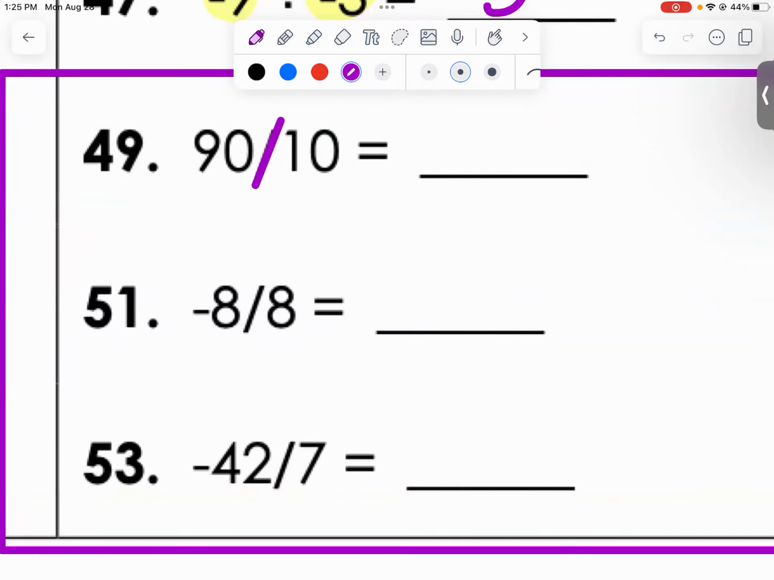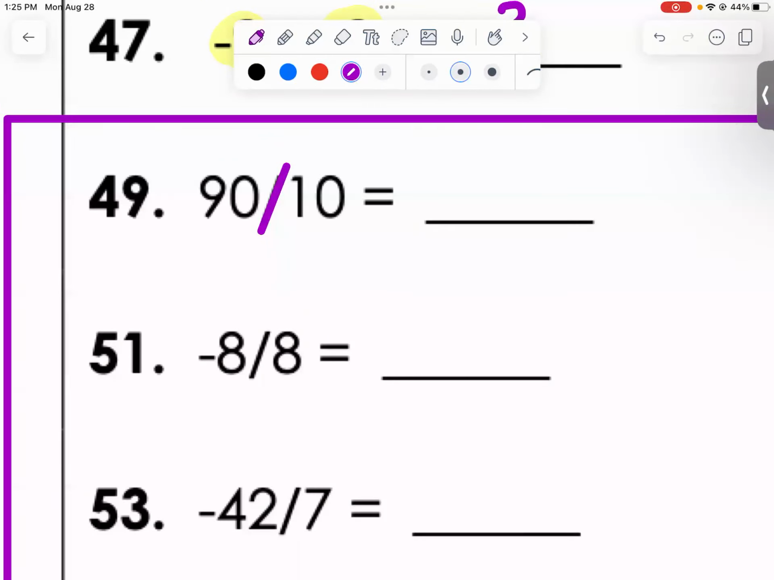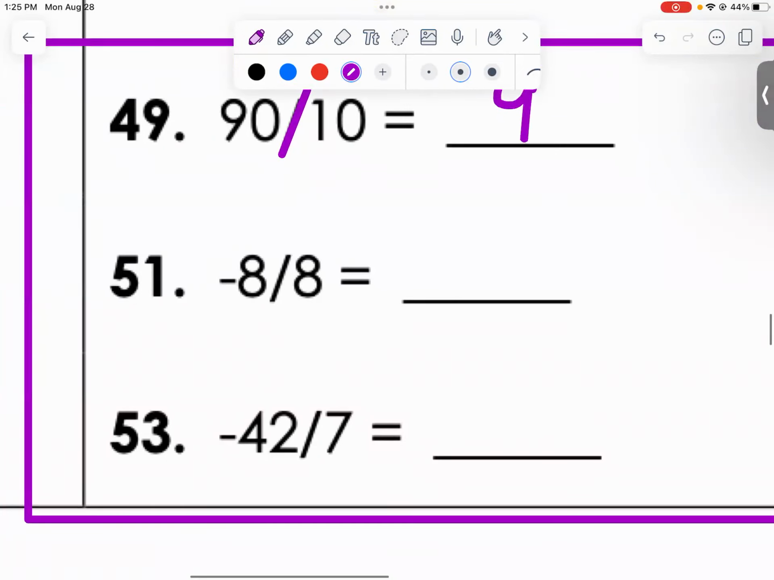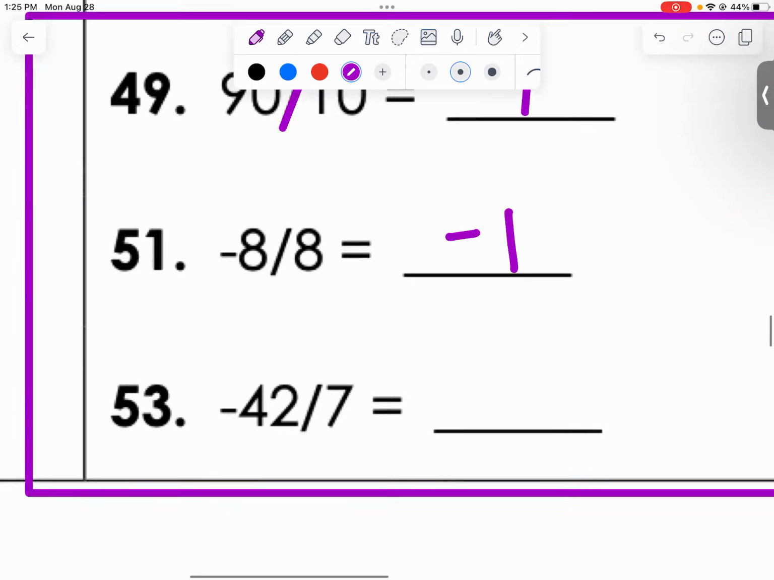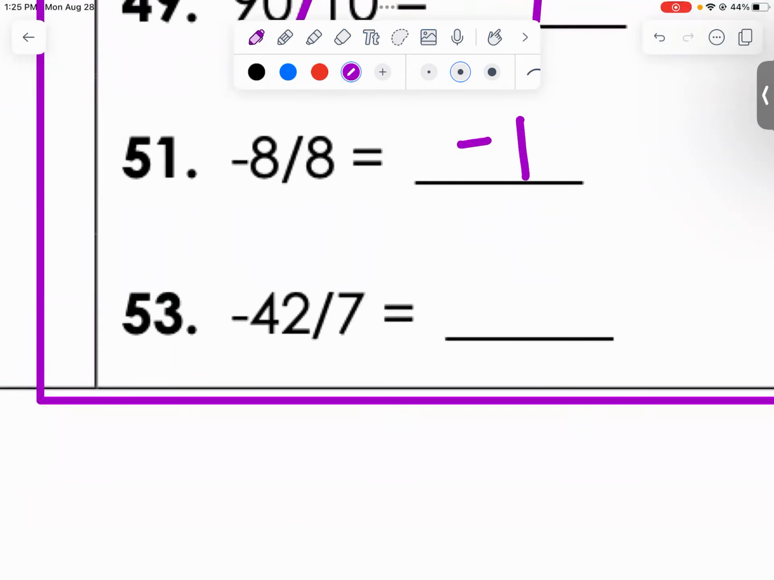All right. Eyes up here. Emma, what is 90 divided by 10? 9. Great. Okay, I'm just gonna go down the line. Marco, what about -8 divided by 8? Positive or negative? It is a -1. Very good. Okay. Ruby, what about -42 divided by 7? -6. Awesome.